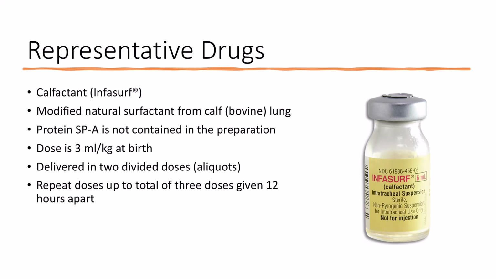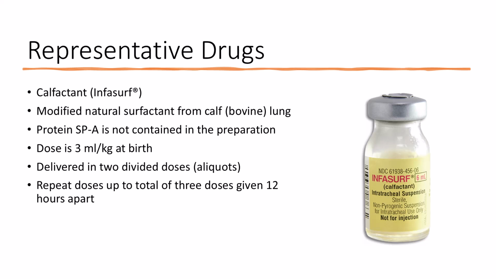Calfactant is an exogenous surfactant derived from the lungs of calves, making it a bovine-derived surfactant. It is used to treat respiratory distress syndrome in premature infants, particularly those with surfactant deficiency. Calfactant contains a mixture of natural phospholipids, neutral lipids, and hydrophobic surfactant-associated proteins, including SPB and SPC, which are essential for reducing surface tension and stabilizing the alveoli. These components mimic the natural surfactant produced in human lungs, allowing it to effectively improve lung compliance and gas exchange.